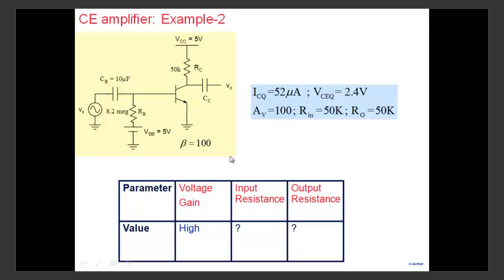So that's what I want to get across. Do you always want an output resistance as low as possible? The answer is no. Do you always want input resistance as high as possible? The answer is no. So how much input resistance, how much output resistance do you really want? Well, it depends on where you're going to use it. So it all depends on that.